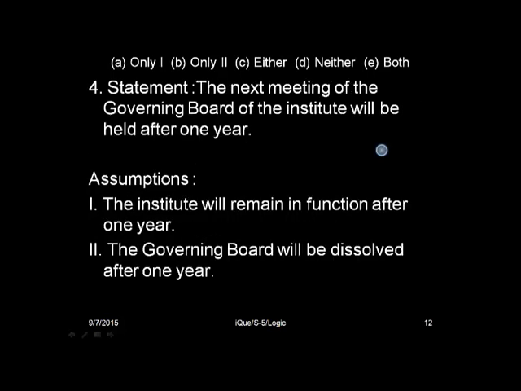option. The statement says, the next meeting of the governing board of the institute will be held after 1 year. First assumption, the institute will remain in function after 1 year. Has to be true. If the institute remains in function after 1 year, then the meeting can be called. If the institution does not remain in function after 1 year, then the next meeting cannot be called. So the first assumption is required.